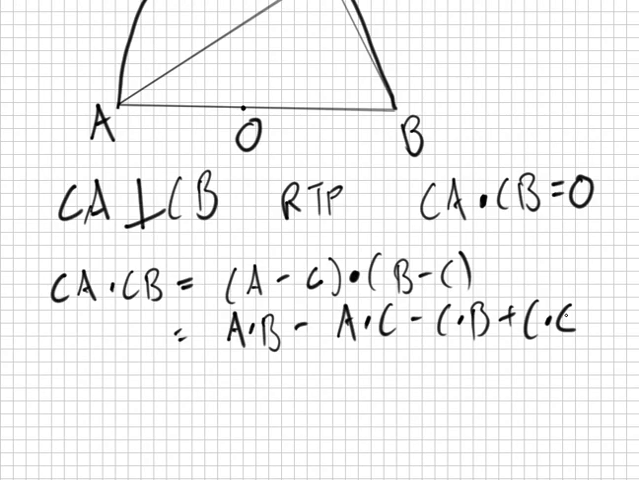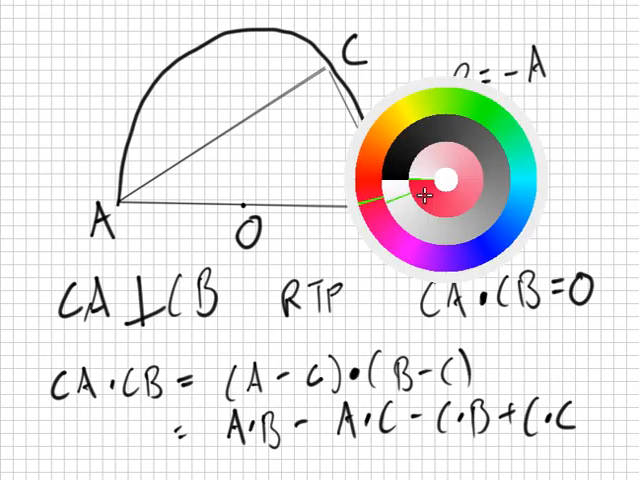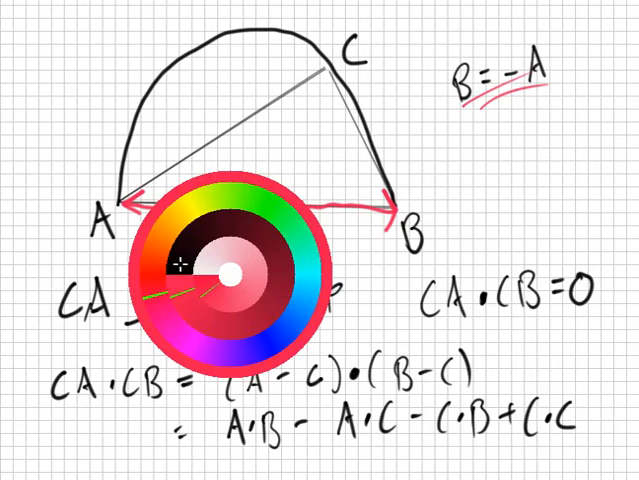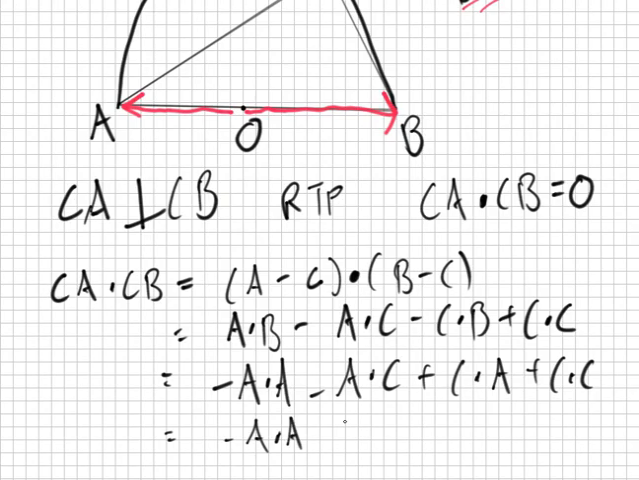Now if I look at my triangle there, you can see that B is equal to minus A. Because if you look at it, there's B, which is the same length, but just in the opposite direction of A. So in other words, B equals minus A. So I can replace now my B with minus A. So here I get minus A dot A, minus A dot C, replacing B with minus A here as well, plus C dot A, plus C dot C. Now, this is minus A dot A, minus A dot C, plus A dot C, plus C dot C.